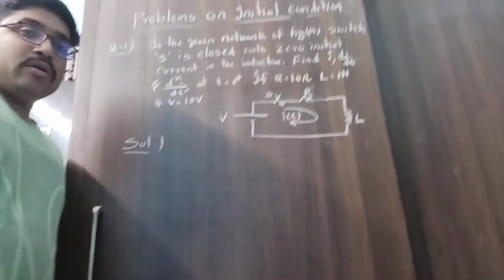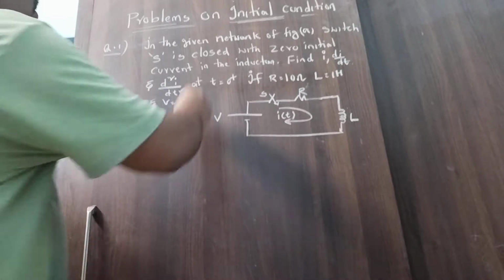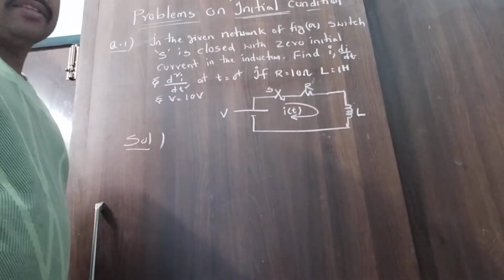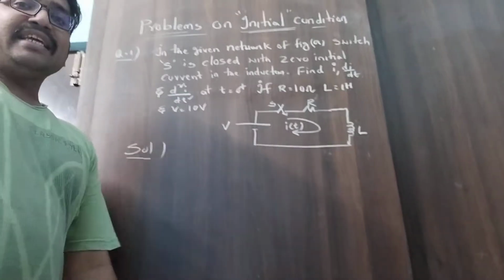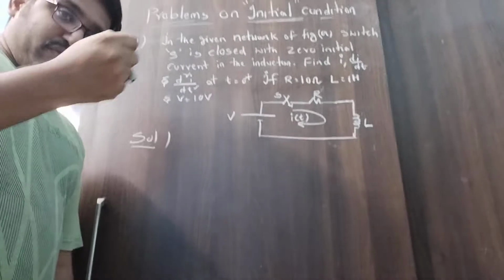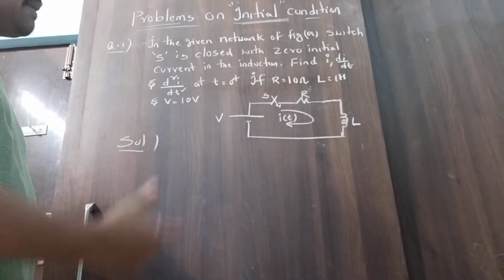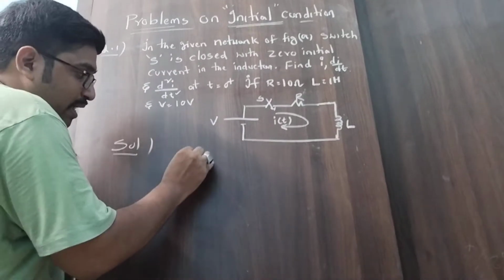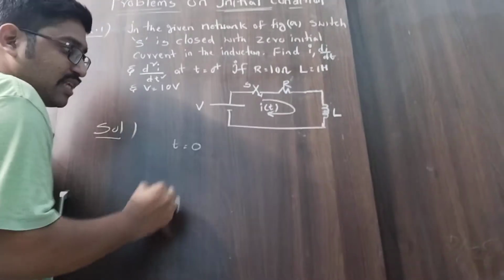So good evening to all of you. Today we are going to solve the problems on initial conditions. So what is meant by initial conditions? Initial conditions normally exist in a network at the time of switching operation. Problems on initial conditions are very simple, provided you know that t is equal to 0 is the reference period.